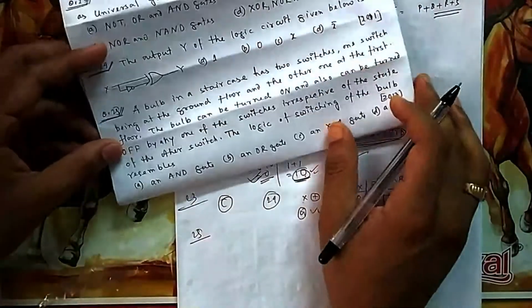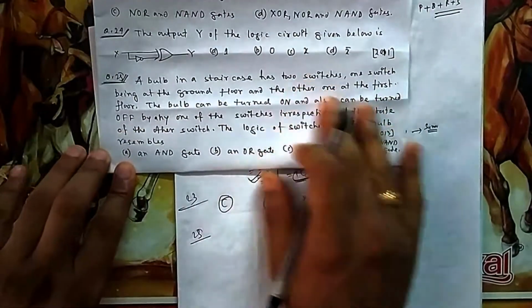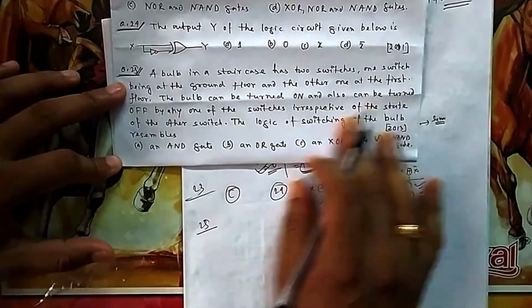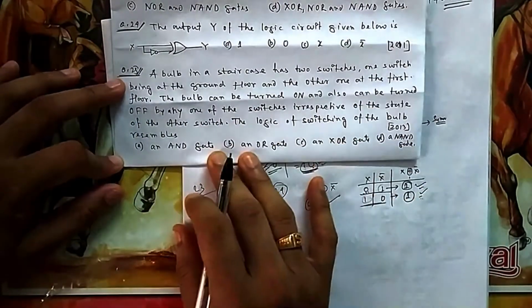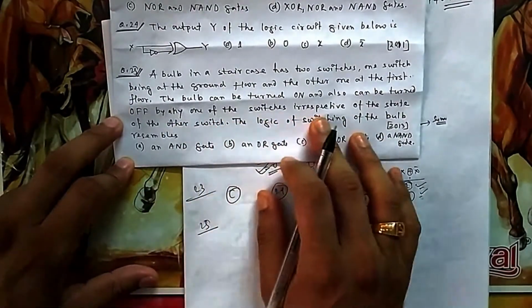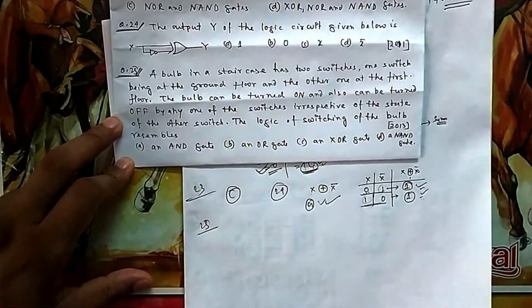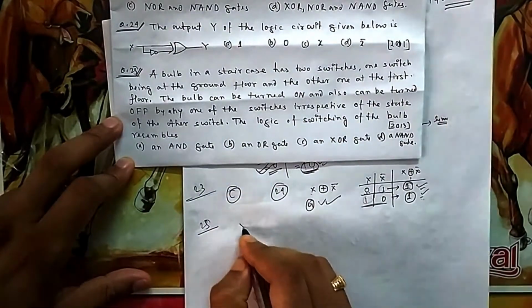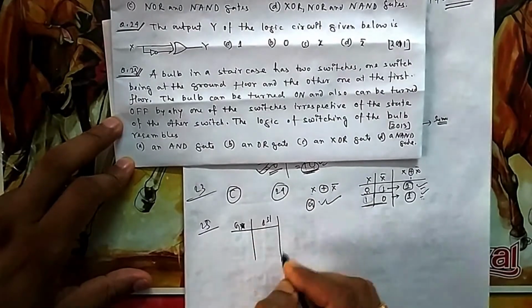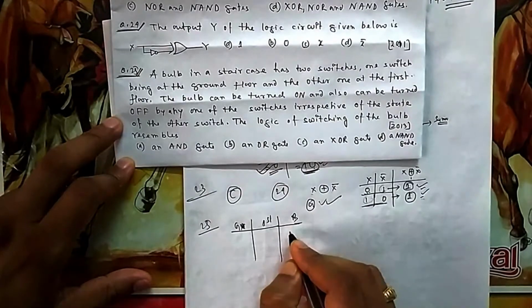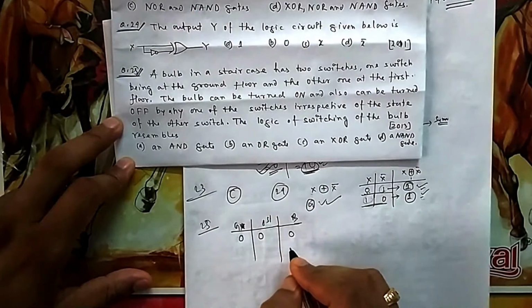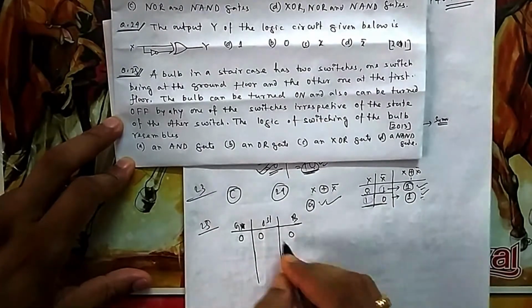Now if you go to 25, what are they asking? The bulb in the staircase has two switches, one switch being at ground floor, one at first floor. The bulb can be turned on and also turned off by any one of the switches. If you operate any one, then you can turn it on, you can turn it off at any instance of time. So I think you have seen the staircase connection in your home or wherever. Suppose this is my ground floor and this is first floor. These two switches. And this is the output, that is the bulb, if it glows then it is 1. So if both are 0, then your bulb is off, then you can say it is 0. So this is the initial state output.